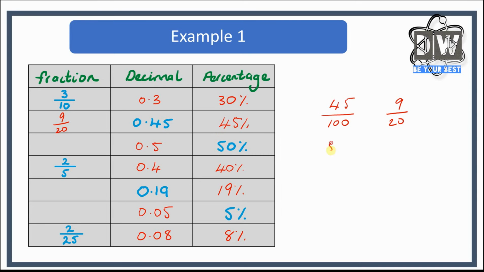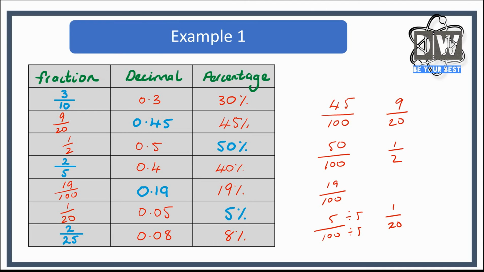The next one is 50, so it's going to be 50 over 100, and we can cancel that down to 1/2. Now we've got 19 over 100, and believe it or not, that does not cancel down, so it stays as 19 over 100. And last but not least, we've got 5 over 100, which cancels down. This is divisible by 5, and this is divisible by 5, so we've got 1 over 20.